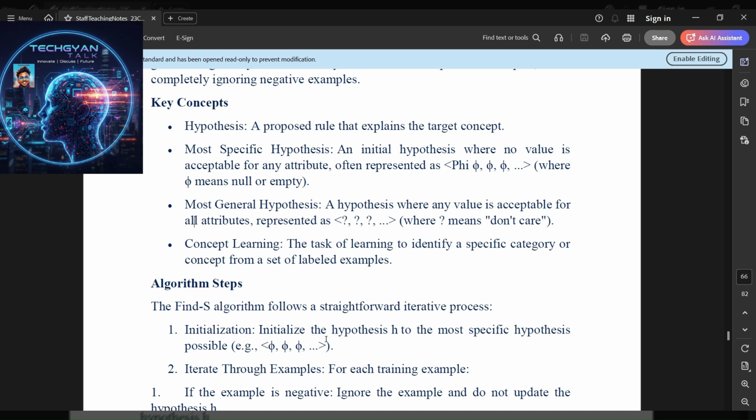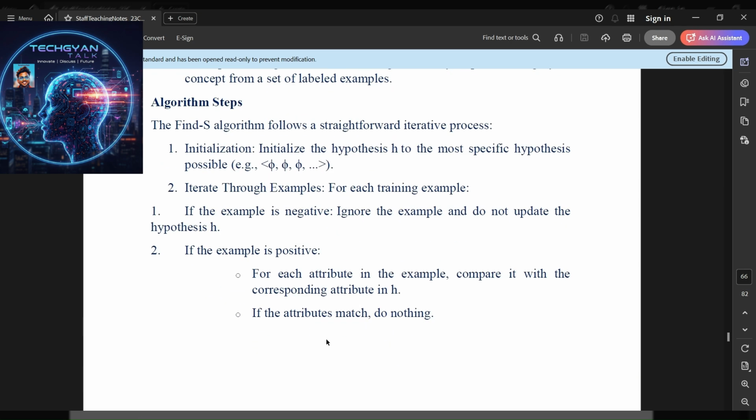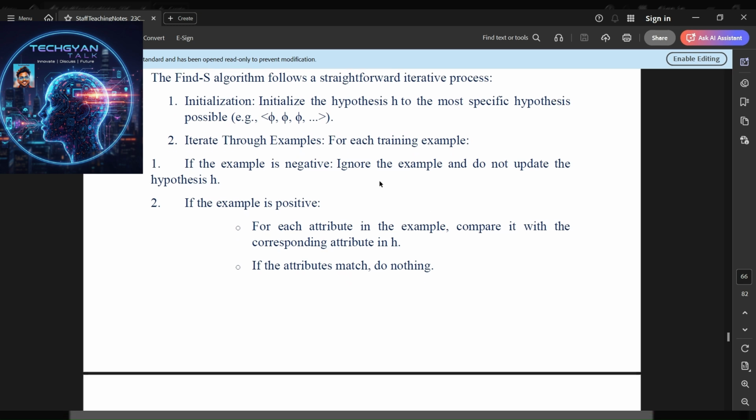Concept learning is the task of learning to identify a specific category or concept from a set of labeled examples. The following are the algorithm steps for the Find-S algorithm. Put it in a straightforward iterative process. Initialize the hypothesis H to the most specific hypothesis possible, for example phi, and iterate through the examples. For each training example, if an example is negative, ignore the example and do not update the hypothesis H.